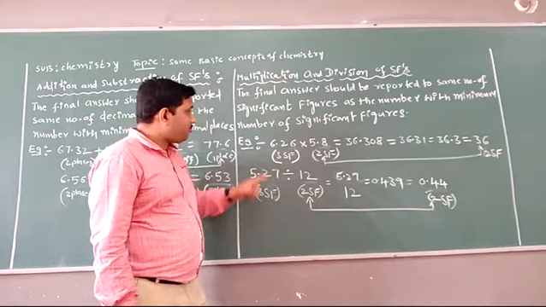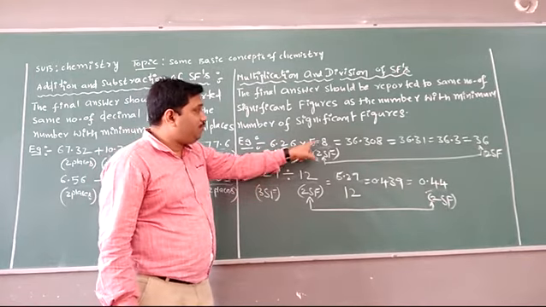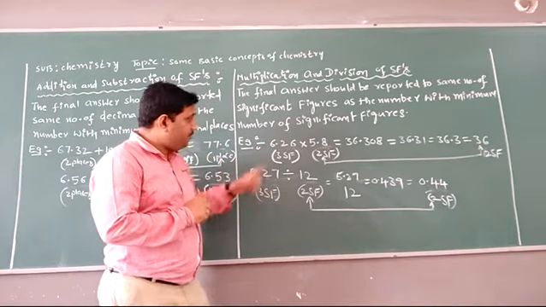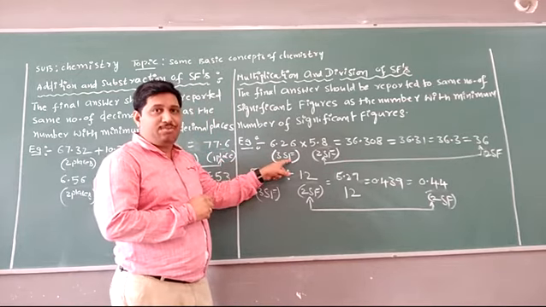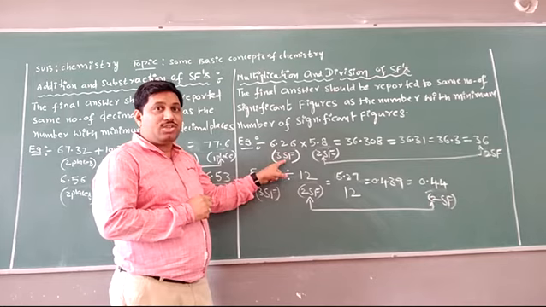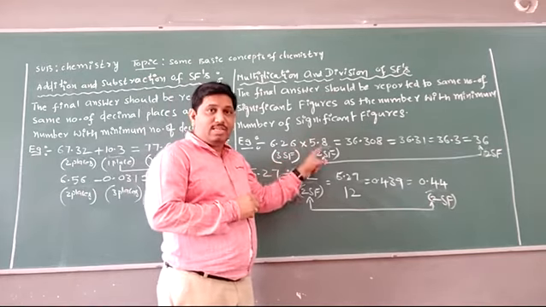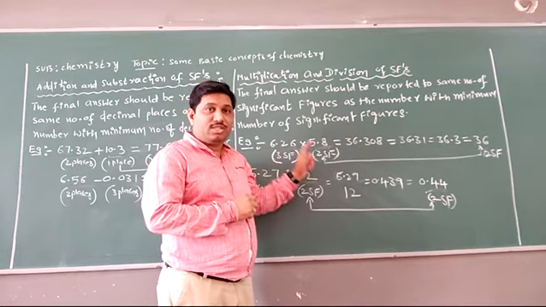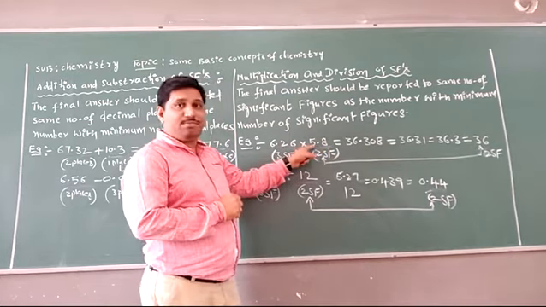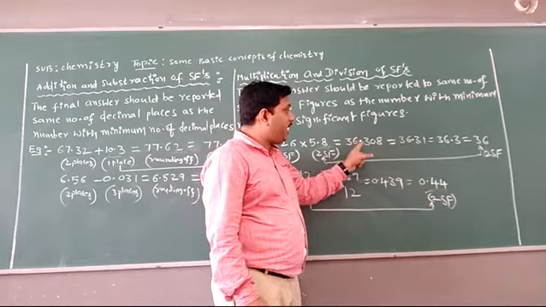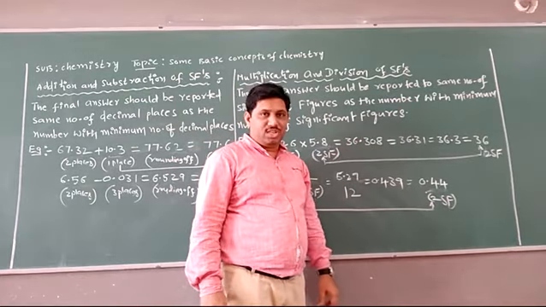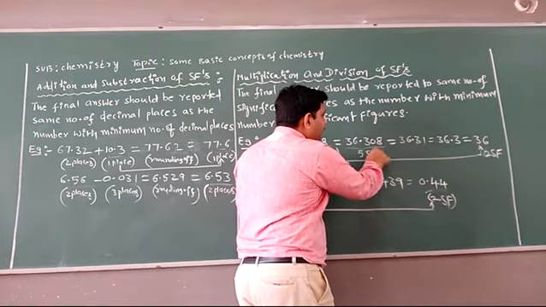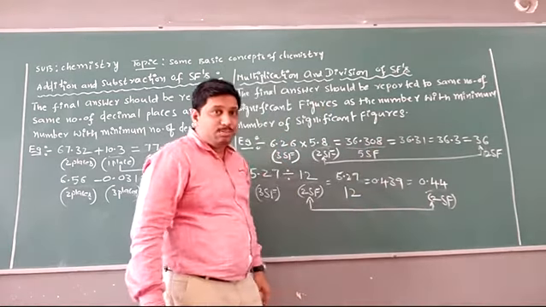For example, 6.26 into 5.8, multiplication. The first number has three significant figures because all the non-zero digits are significant. The second number has two significant figures, by the same principle. The multiplication of these two numbers is 36.308. Here, how many significant figures, student? Totally 5 significant figures are present.